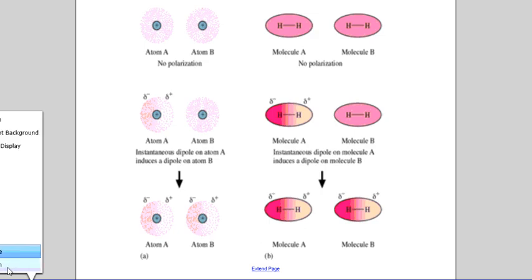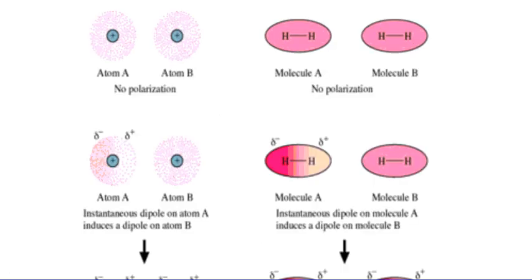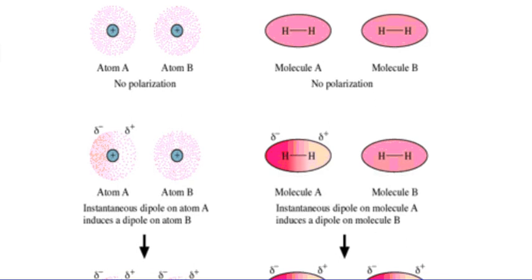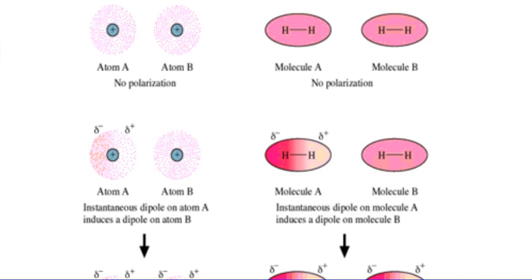So trying to look at what LDF actually is. We have an atom example and a molecule example. The general idea is the same here. We have atom A and atom B. These are non-polar atoms. We have non-polar molecules that just exist. Well, they all have electrons, and those electrons are constantly moving.